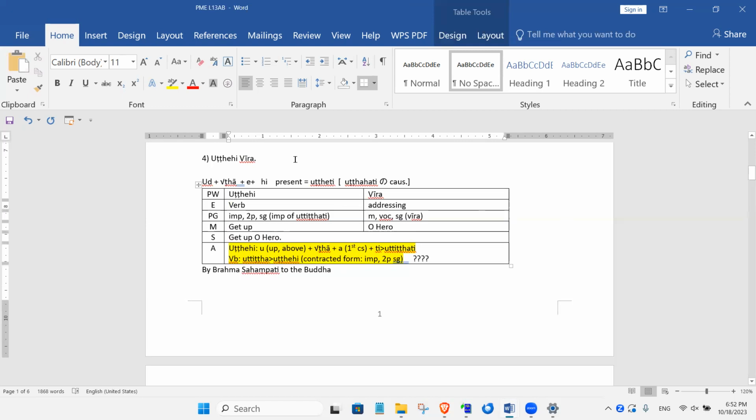So now the sentence is actually very simple. Utehi vira. All right. Get up, O hero. Because this is a vocative, you can put the word O. Put a comma here.